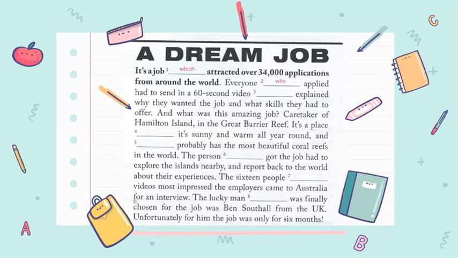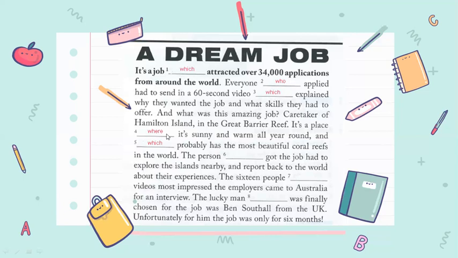Everyone who applied had to send in a 60-second video which explained why they wanted the job and what skills they had to offer. So here we use who with everyone because it implies people, and we use which for video because, of course, it does not imply people. Now let's move on to number 4.